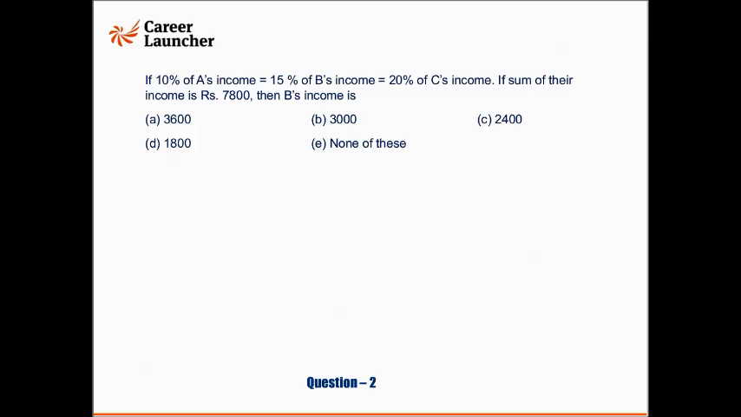No, not that option. 6A will be the answer. 61.66% of 60 will be equal to 37.